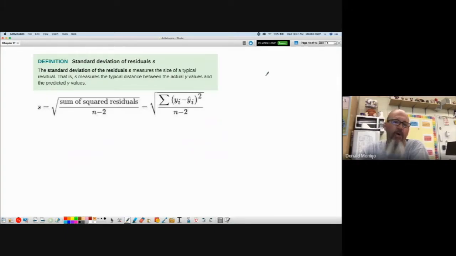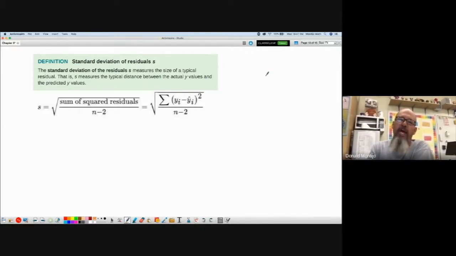Now, we have this other variable that we're going to talk about here in regression, S. S is simply the standard deviation of all the residuals. So that's all that we have here, the standard deviation of all the residuals. S is going to tell us, on average, how far away each of our predictions was from being correct. The book says S measures the typical distance between the actual Y values and the predicted Y values. So S is just telling us, on average, how far away each one of our predictions is from being correct.